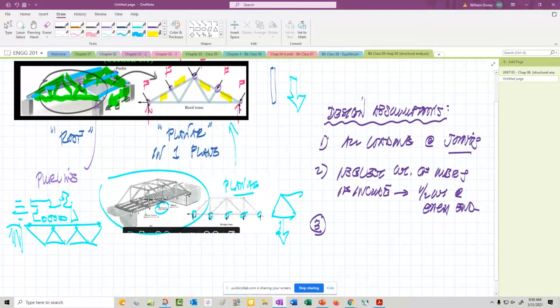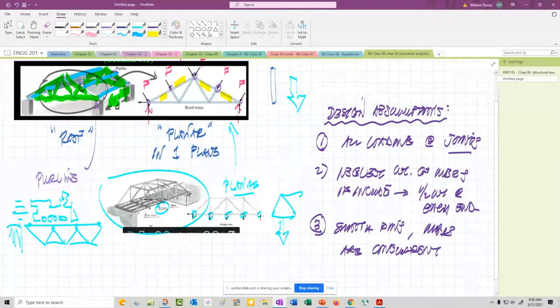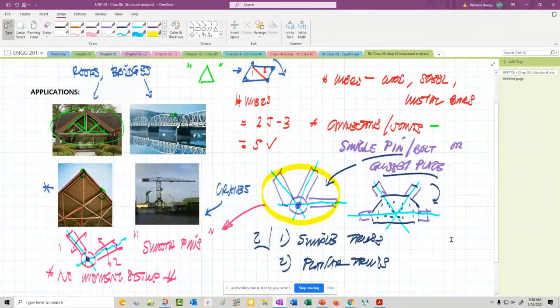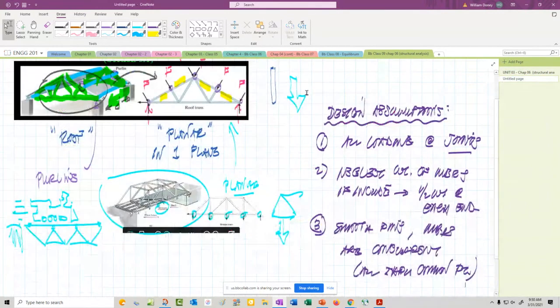All right, and the other one, which is important, the middle one is sort of thrown in there. We're using smooth pins, even if it's bolted or welded. And the members are concurrent. I think that's the right word. Meaning all through a common point. And I showed that earlier. I'll jump back to that slide. Right down here where I drew it in blue, where they're all going concurrent there, they're all going through the same point, so we don't have any twisting or that.